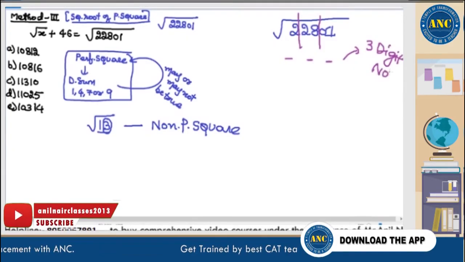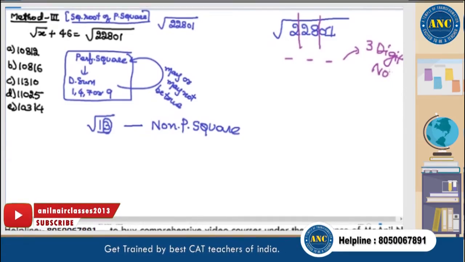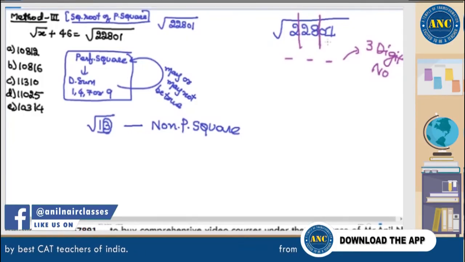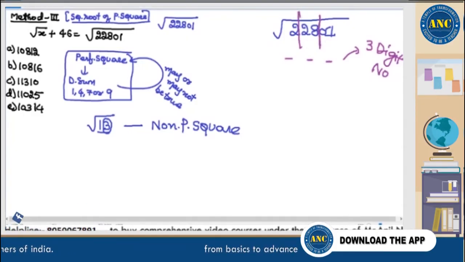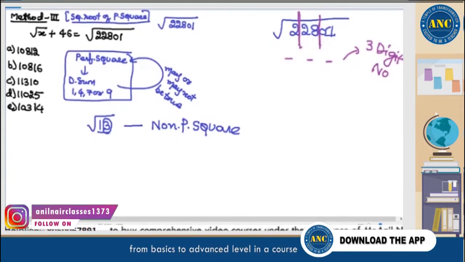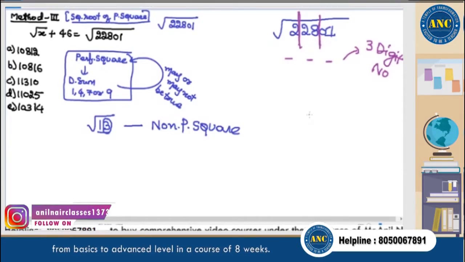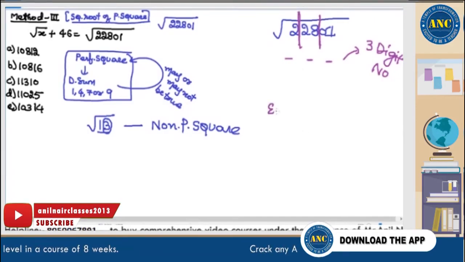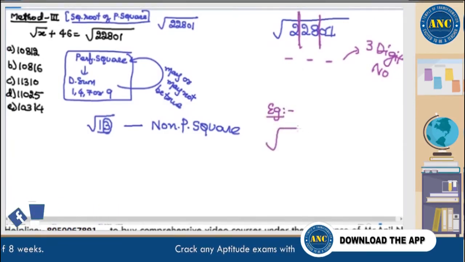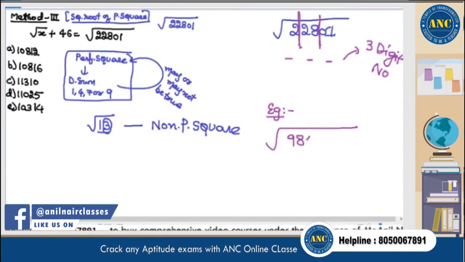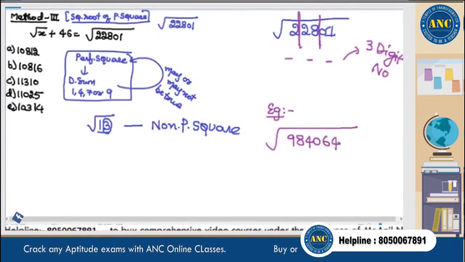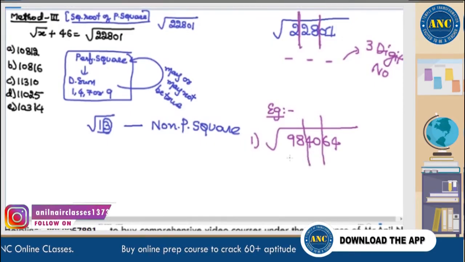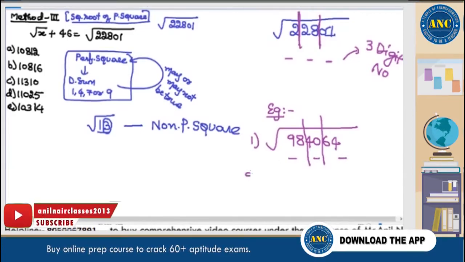All these concepts are extremely helpful in the future. 22801, because it is square root, keep a slash after 2 digits. How many groups of 2 digits did we get? 3. The answer will be a 3-digit number. For example, if the question is 984064, keep a slash after 2 digits. The answer will be 3 digits.